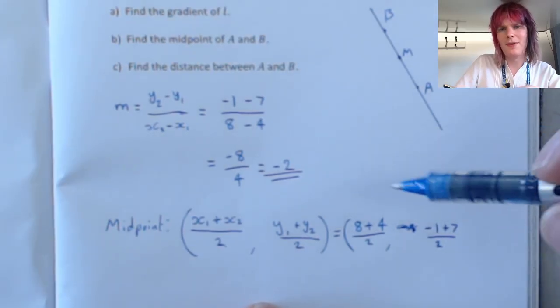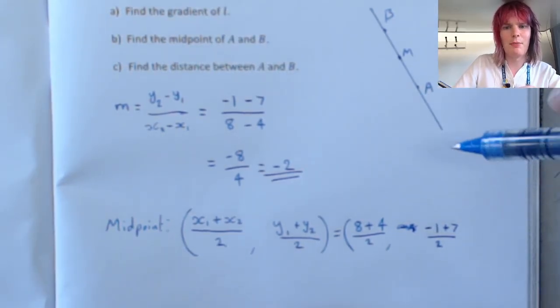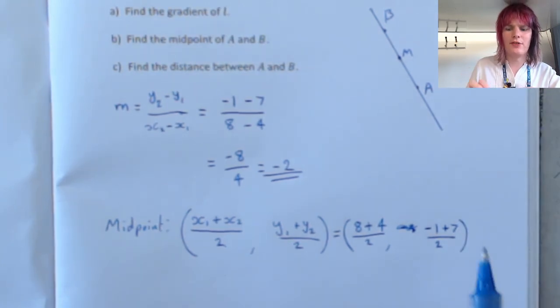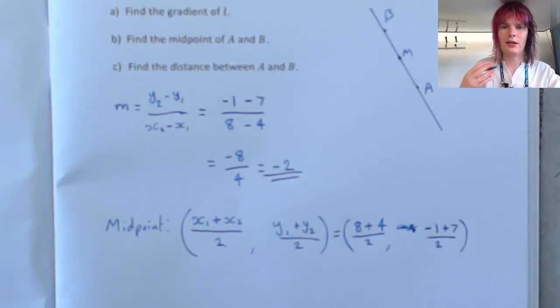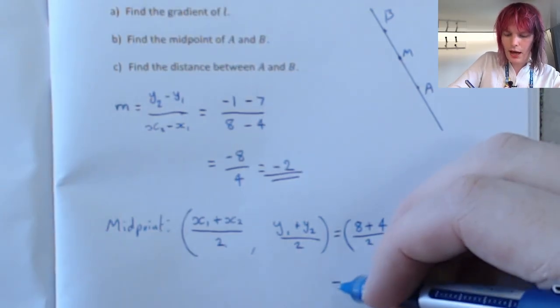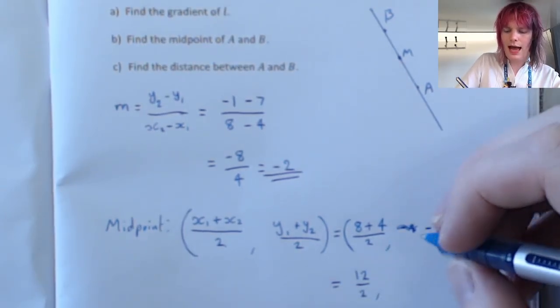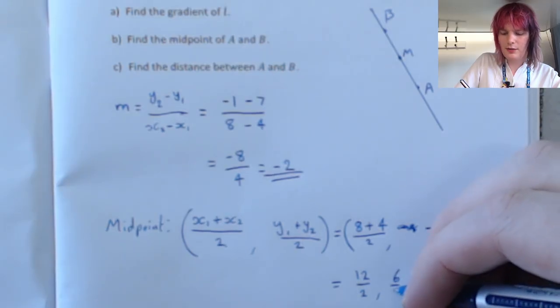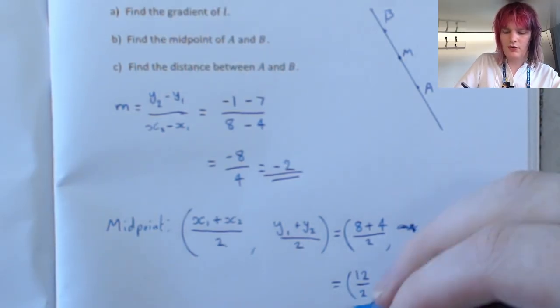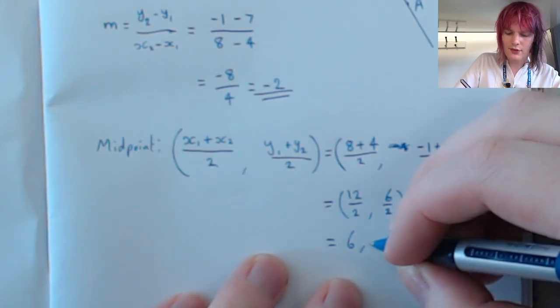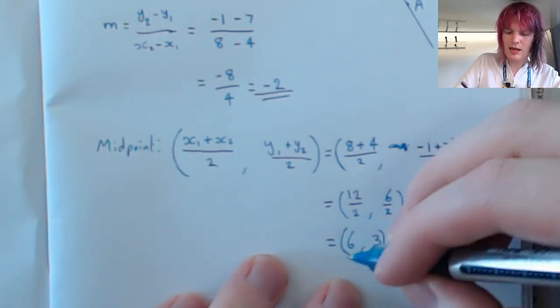Because this is addition, we can kind of get away with swapping them around as we please. So it doesn't strictly matter. We could do 7 minus 1. That would give us the same answer. That gives us 12 divided by 2 and 6 divided by 2, which gives us our coordinate of 6 and 3 being our midpoint.